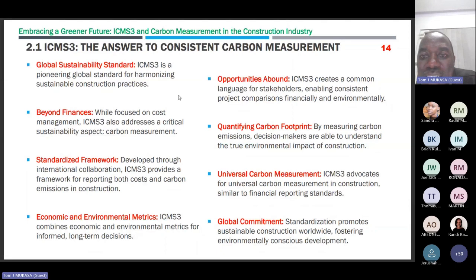So it's an opportunity for us because it will create a common language for all of us as stakeholders to enable consistent project comparisons, both financially and environmentally. Okay, so by measuring carbon emissions, our decision makers will be able to understand the true environmental impacts of their construction. It's a universal carbon measurement tool, and therefore anyone can use it, and it's free of charge as well.